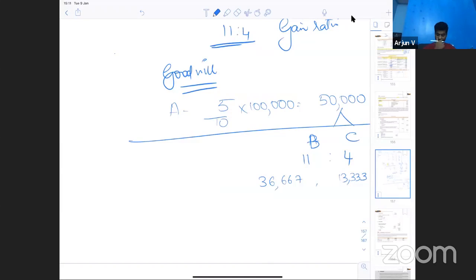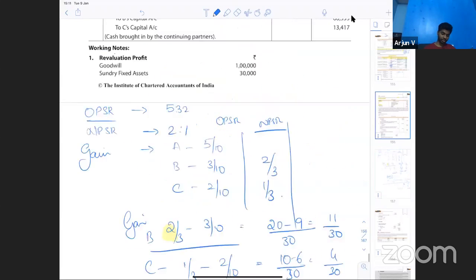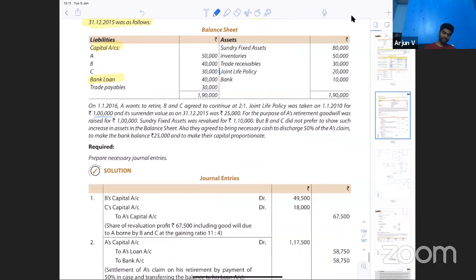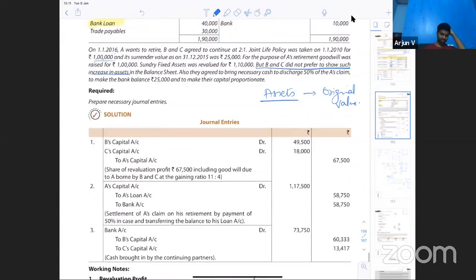Okay, how did I decide that I have to do memorandum revaluation account? See here, they are saying B and C did not prefer to show such increase in the assets. That means they want the assets to be back to the original value. Are you guys clear? Next one, let's do the revaluation account.